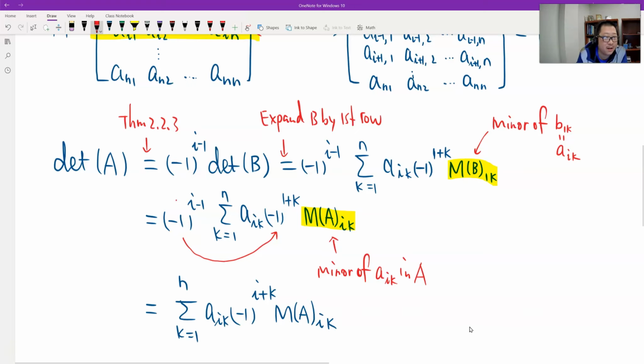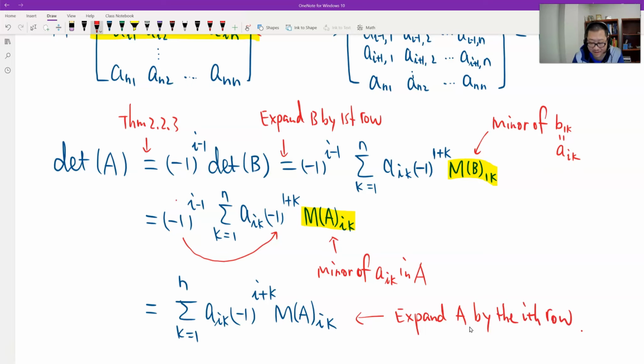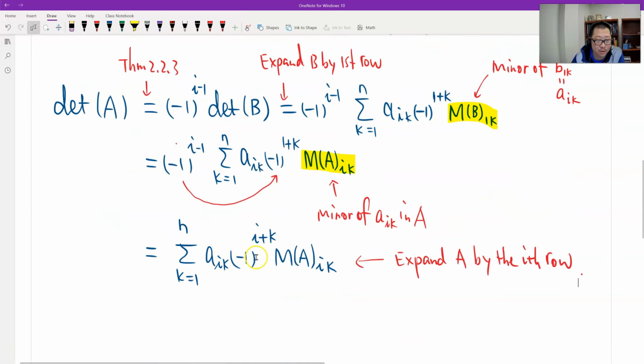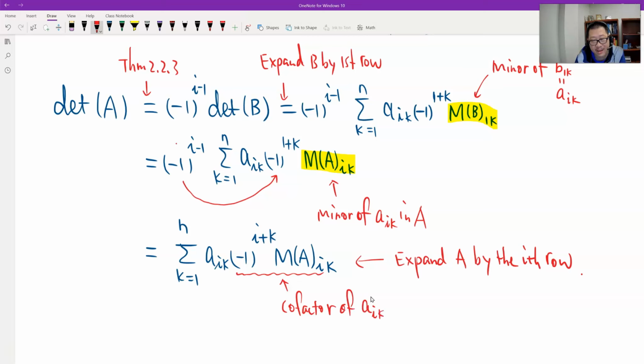You should be very familiar with this now. This is exactly the expansion by the i-th row. Expand the matrix A by the i-th row. Can you go back? See, a_ik is there, right? a_i1 times negative 1 to the power of i plus k. This is the sign, and then times the corresponding minor. So this is the cofactor. Okay, so put that together. This is just the cofactor of a_ik in the matrix A. So this is one proof.